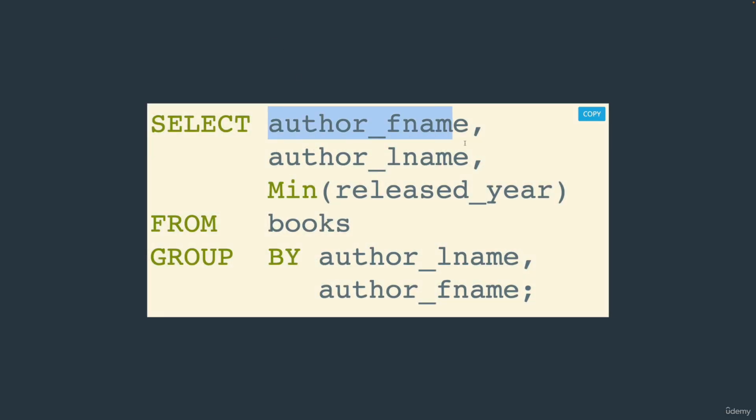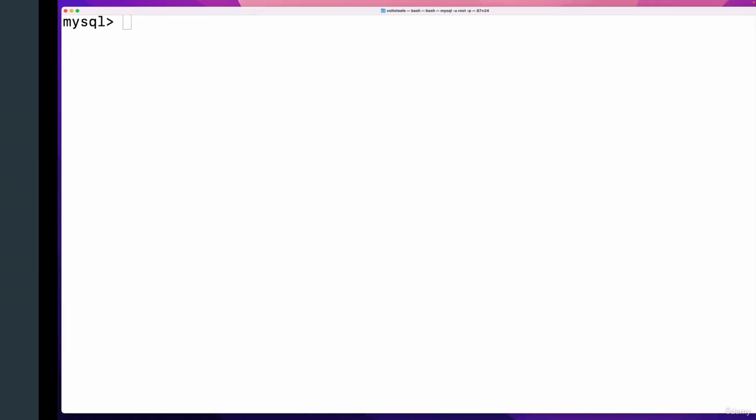Select whatever we want, the first name, the last name, and then the minimum released year from books. And then we can group by, in this case, I'm grouping by first name and last name because we do have some duplicated, as we've already seen, there's 2 Harrises. But we could also just keep it simple to start and just group by the author's last name. So let's take a look at that.